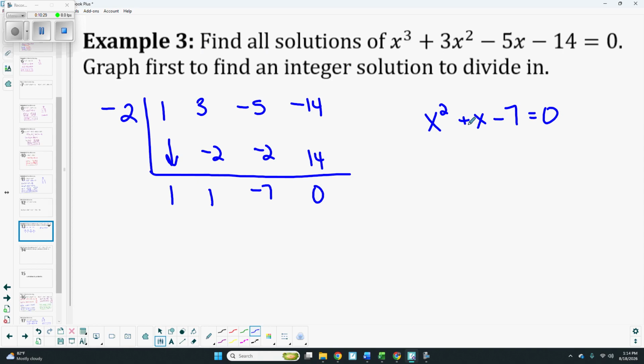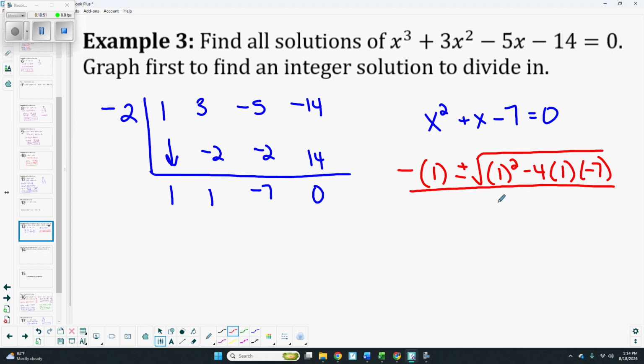So this is actually a problem that we're going to have to finish off by using quadratic formula. So remember, quadratic formula has a, b, and c. It's going to be negative. Well, let's go a different color now. Negative b, so b was 1, plus or minus the square root of b squared, so 1 squared minus 4 times a times c is negative 7, all over 2 times a.